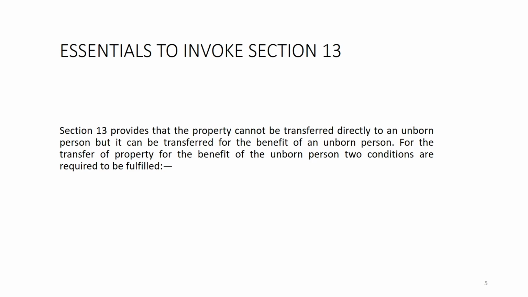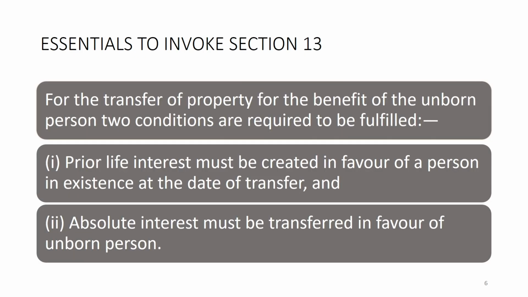What are the essentials? Section 13 provides that the property cannot be transferred directly to an unborn person, just like I gave the example earlier, but it can be transferred for the benefit of an unborn person. For a transfer of property for the benefit of an unborn person, two conditions are required to be fulfilled. Okay. What are those conditions? The first condition is that a prior life interest must be created in favor of a person in existence at the date of transfer. The first condition is prior life interest, I will explain it. And an absolute interest must be transferred in favor of the unborn person.